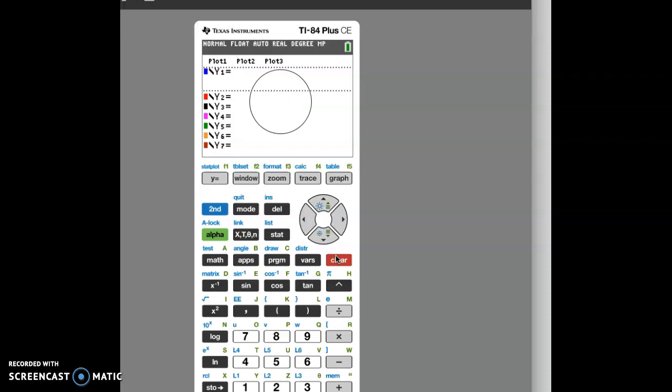We'll clear that out again. This time we're going to plug in parentheses 2x squared minus 2x minus 4 divided by parentheses x squared plus 3x minus 10.